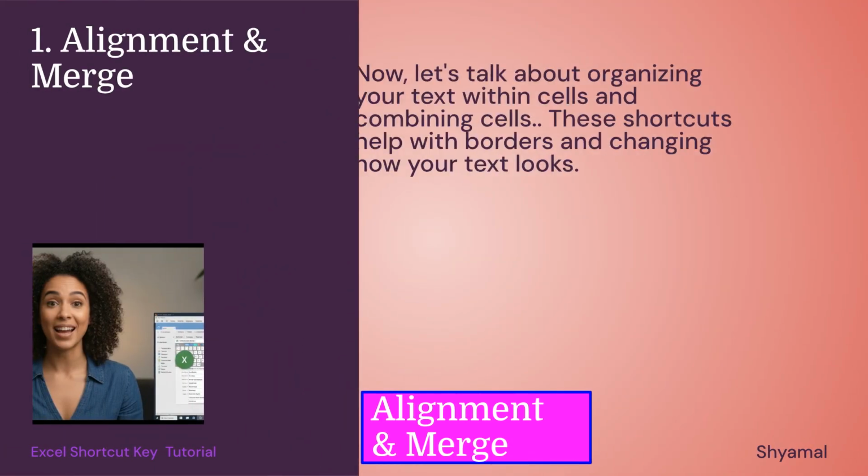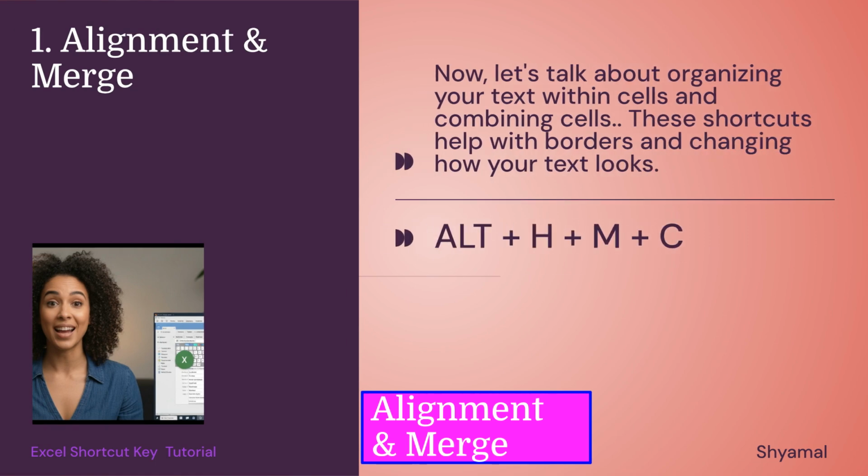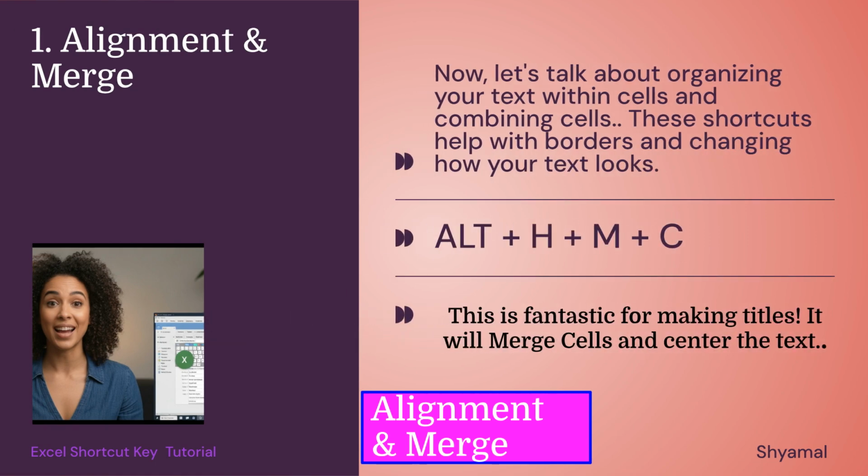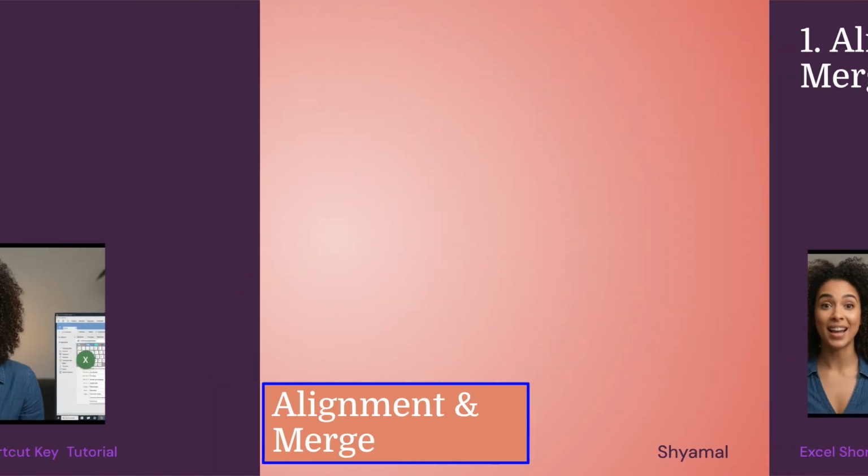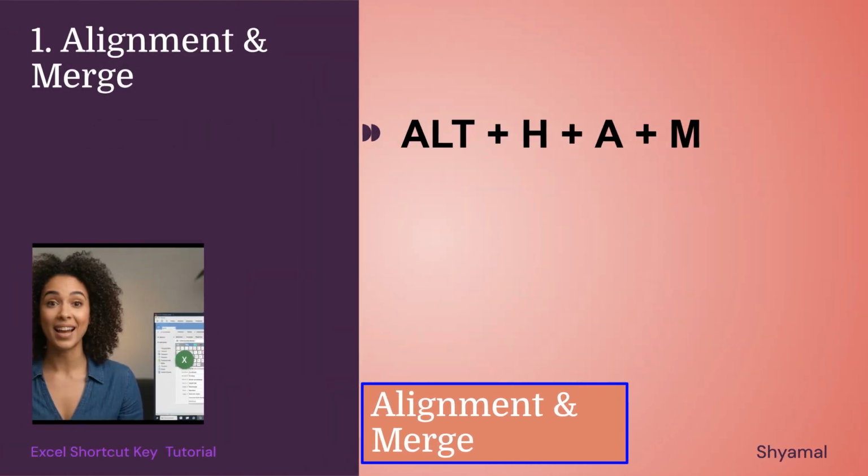Alignment and merge. Now let's talk about organizing your text within cells and combining cells. Alt plus H plus M plus C is fantastic for making titles. It will merge cells and center the text.